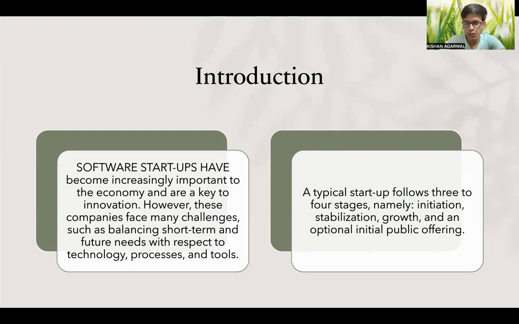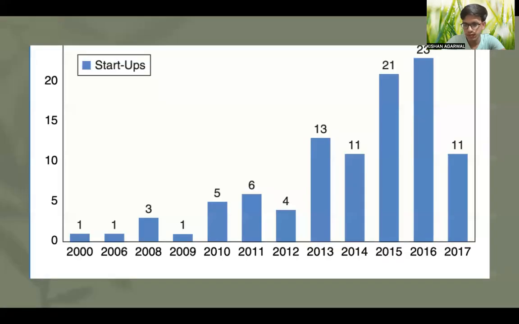A typical startup follows 3 to 4 stages, namely initiation, stabilization, growth, and an optional initial public offering. This is the data of startups started between 2000 and 2017.